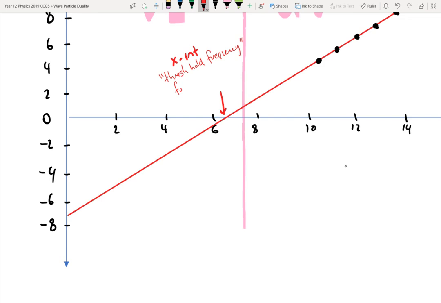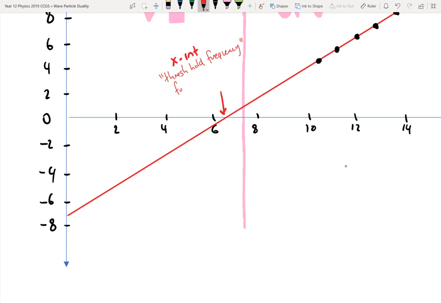So at that frequency, no electrons gained enough quanta of energy to be ejected from the metal. So that's your threshold frequency, above which there would be some ejected electrons. Okay? So you could describe it as the frequency below which nothing occurs, or the frequency above which something occurs. So F0, that's your x-intercept.